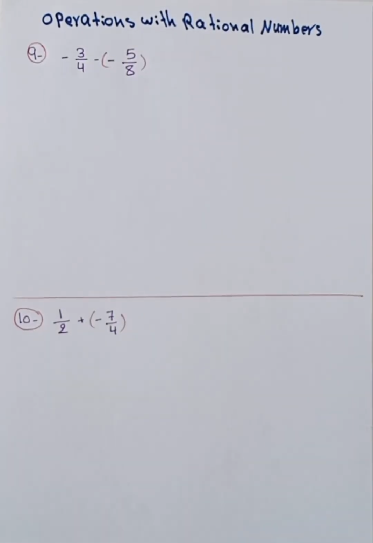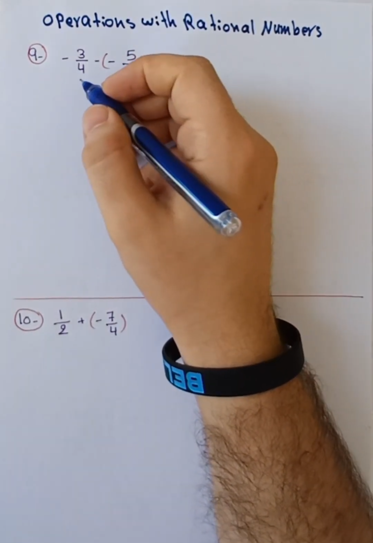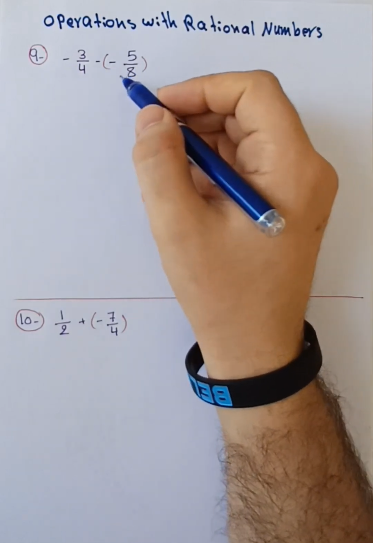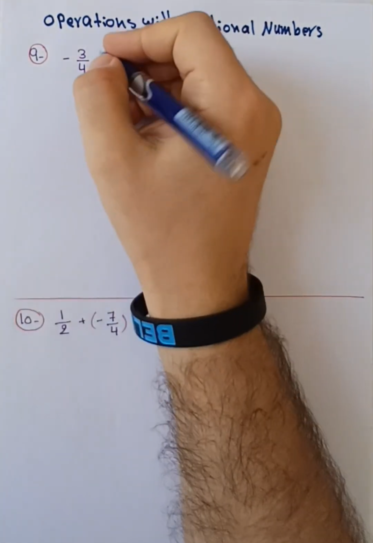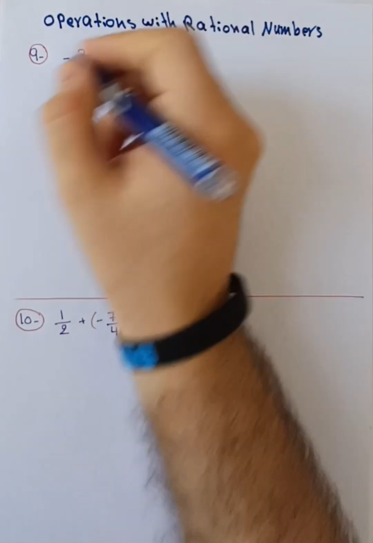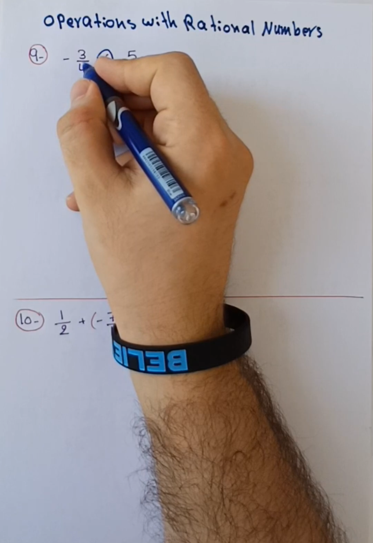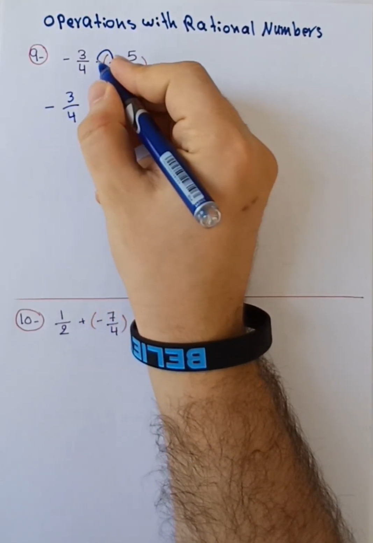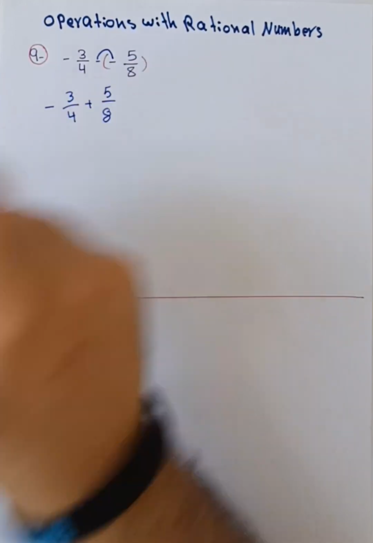Example number 9. We have to subtract between these two fractions: negative 3 out of 4 minus negative 5 out of 8. First of all, we have to multiply these two signs to become one sign. So first we have negative 3 out of 4, minus times minus is plus 5 out of 8.